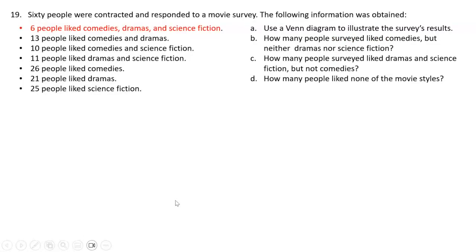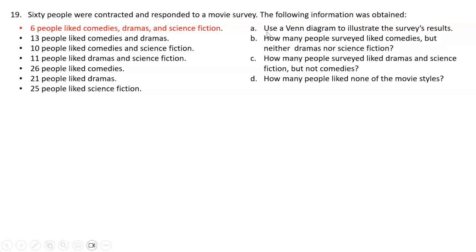Now this is number 19, also related to sets. Here, guys, it says 60 people were contacted and responded to a movie survey. The following information was obtained. It says 6 people like comedies, dramas, and science fiction. 13 people like comedies and dramas. 10 people like comedies and science fiction, 11 people like dramas and science fiction, 26 people like comedies, 21 people like dramas, and 25 people like science fiction. So we have to answer parts A, B, C, and D.